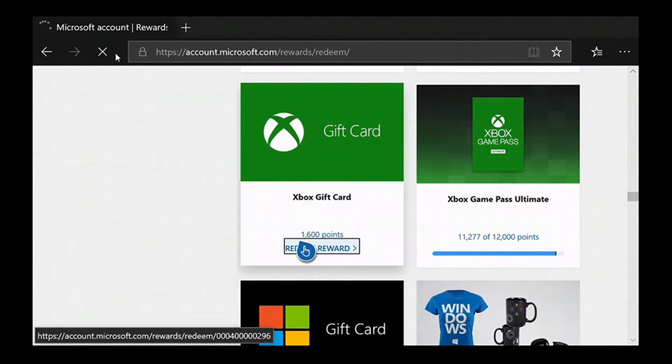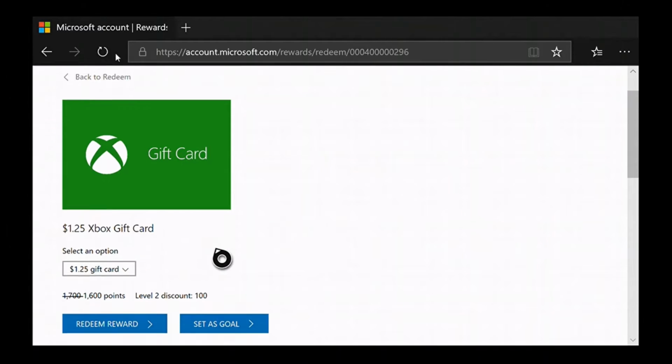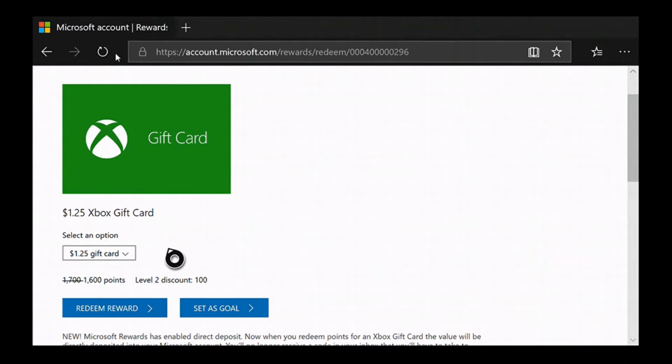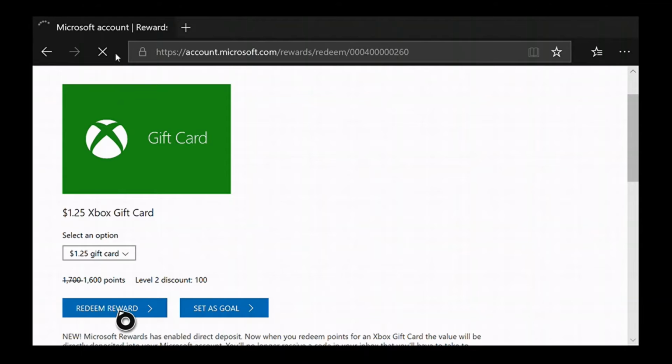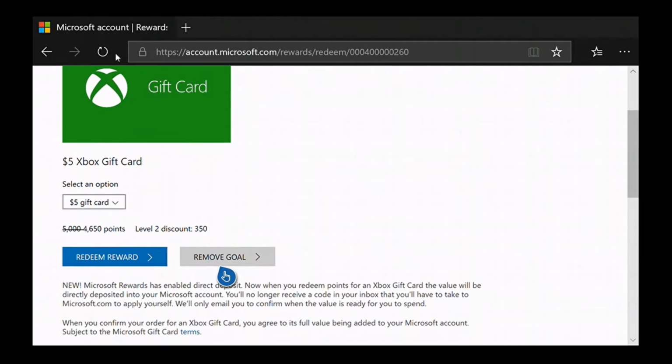Also, try getting points because I haven't seen gift cards on special in a while. It's not going to be long before they put them on special. Alright, so now I go to $5 gift cards. Right here, instead of 4,650, they're gonna be at 4,000 when they get discounted. I'm guessing maybe one more week or so, they should be discounted.